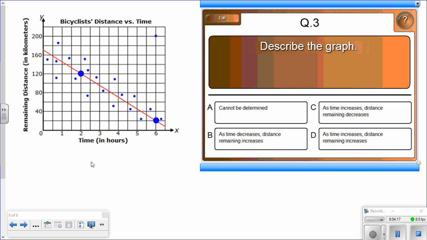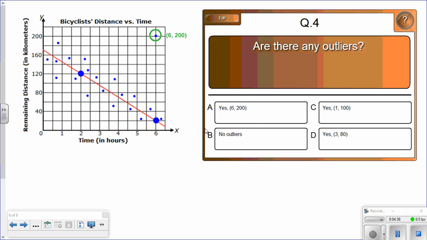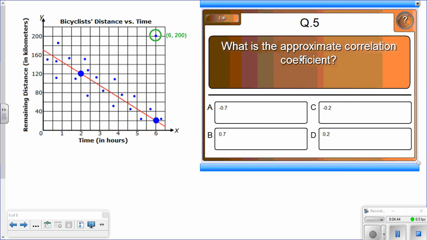Describe the graph. Remember, we describe it as x is getting bigger, so as we go this way on the x, the y is getting smaller. So as time increases, distance decreases. Are there any outliers? It looks like yes, there's one up here, and that is at 6/200. What is the approximate correlation coefficient? Again, we can see a pattern. They're not super close, but it is negative, so we'll go with -0.7.